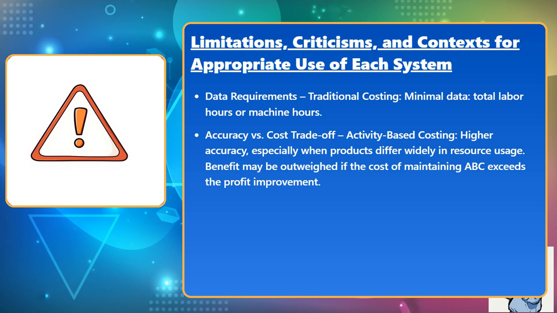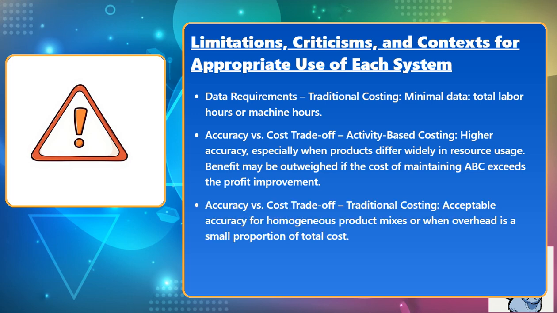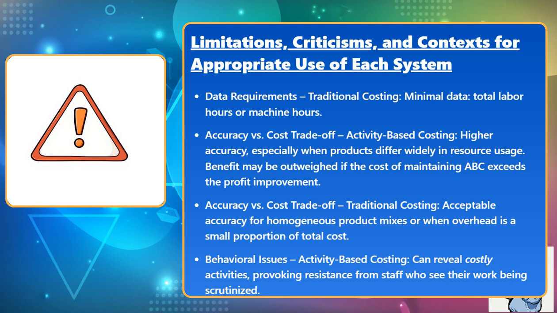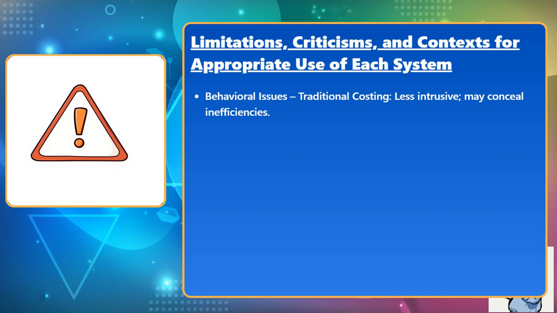Accuracy versus cost trade-off, activity-based costing: higher accuracy, especially when products differ widely in resource usage; the benefit may be outweighed if the cost of maintaining ABC exceeds the profit improvement. Accuracy versus cost trade-off, traditional costing: acceptable accuracy for homogeneous product mixes, or when overhead is a small proportion of total cost. Behavioral issues, activity-based costing: can reveal costly activities, provoking resistance from staff who see their work being scrutinized. Behavioral issues, traditional costing: less intrusive, may conceal inefficiencies.